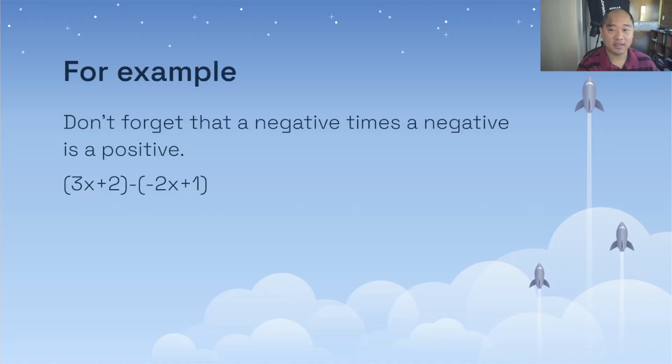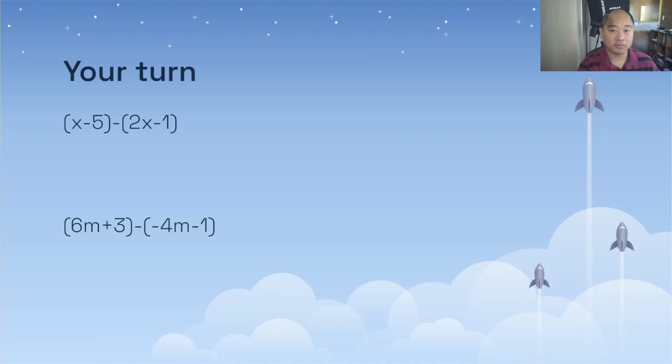Don't forget that a negative times a negative is a positive. So we've already seen examples of this, but I'm just going to point it out again. If we take a negative, we multiply by a negative, that changes the sign to be a positive, right? So this is actually 2x now minus 1. 2x minus 1. 3x plus 2. So we can combine these terms. This is 5x. And we can combine these terms. That's plus 1.